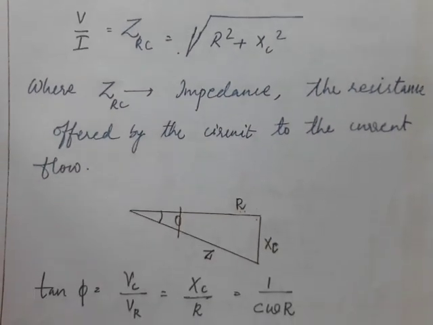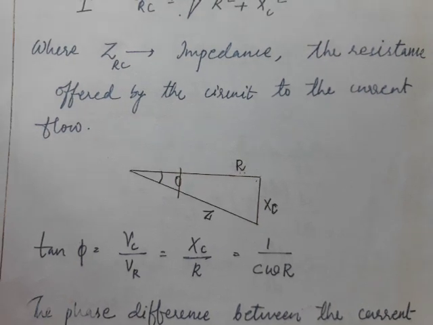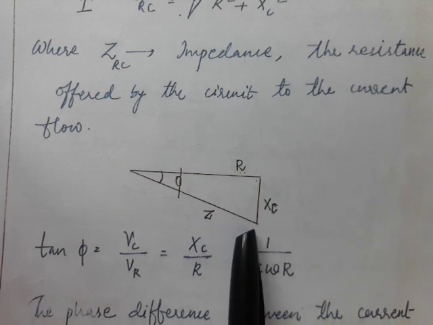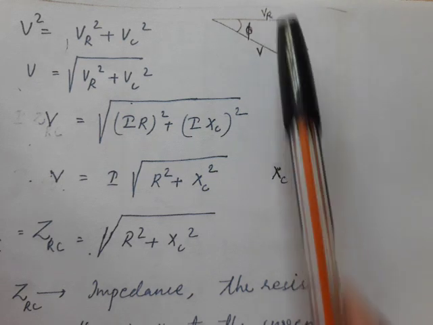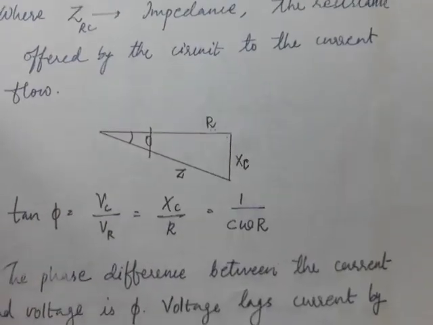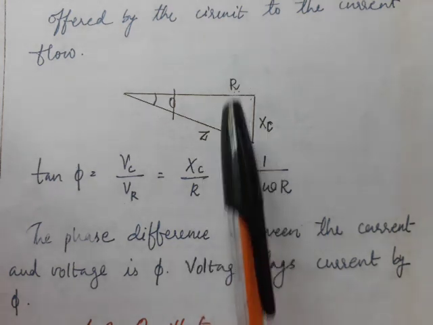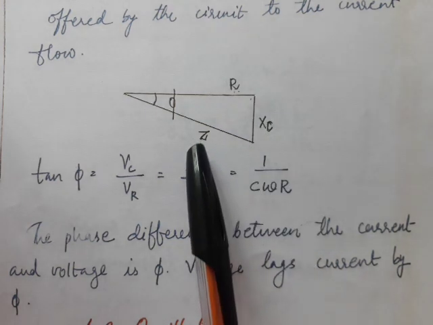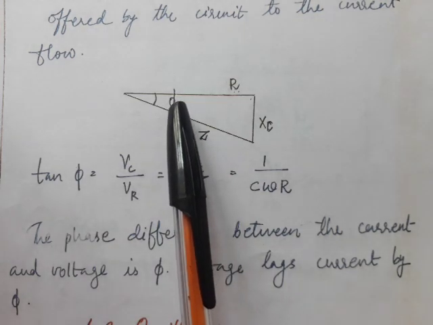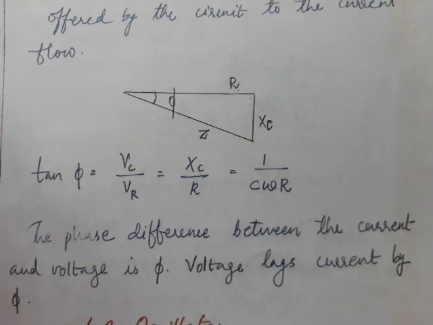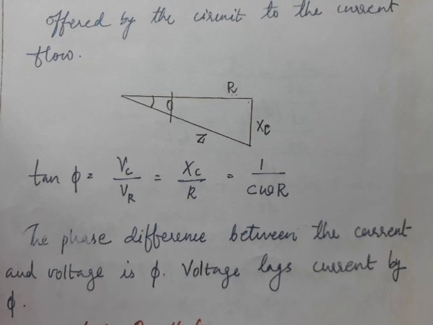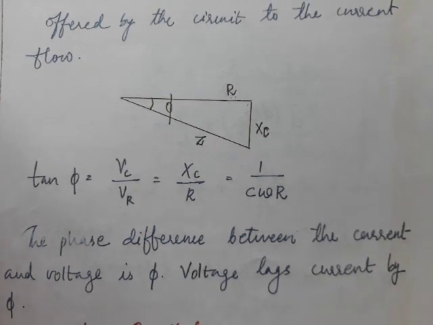Now as in the previous case, we can consider the impedance triangle. This impedance triangle will have a resultant here, V or Z. If you see the resultant voltage, voltage across the capacitor, voltage across the resistor, and angle phi, that we can draw in terms of resistance also, that is resistance R, capacitive reactance XC, and impedance Z. In the same way, from here we get tan phi equal to VC by VR or XC by R. XC is 1 by C omega, so it is 1 by C omega R. We get the phase difference phi, and here we understand that voltage lags current by phi.